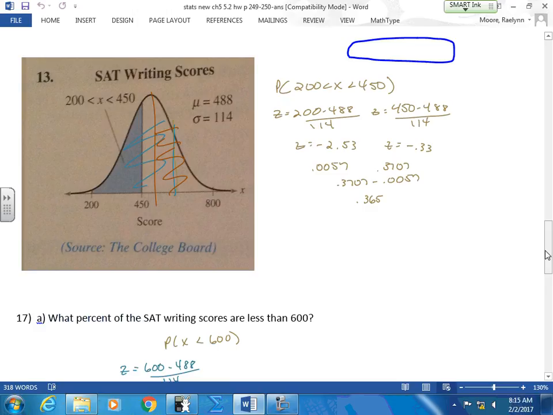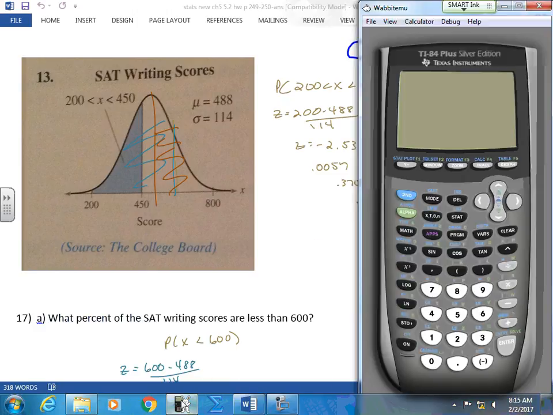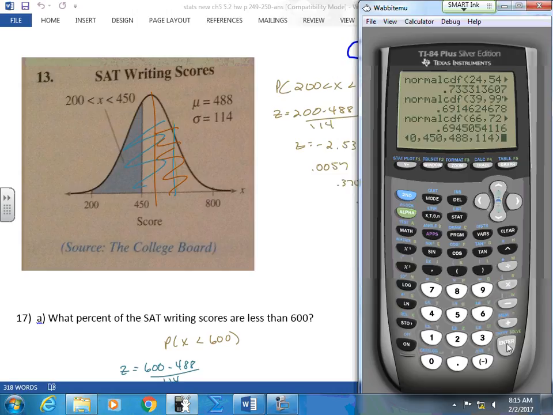And again, this one's a great one to put on your calculator. All the pieces are right there. So I go to my calculator, I go down to the second one, normal curve, accumulating my area, and I say lower is 200, upper is 450. Take a look at the probability statement. My mean is 488, and my standard deviation is 114. And I paste. Okay. And I round to this.